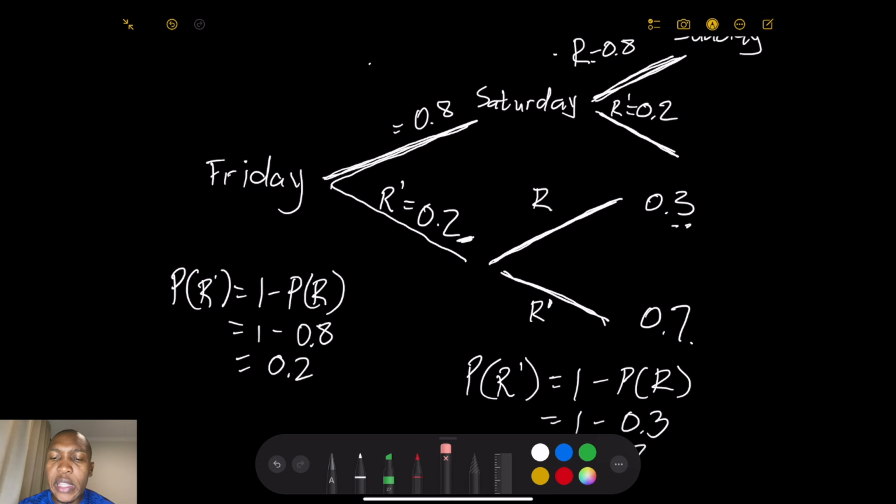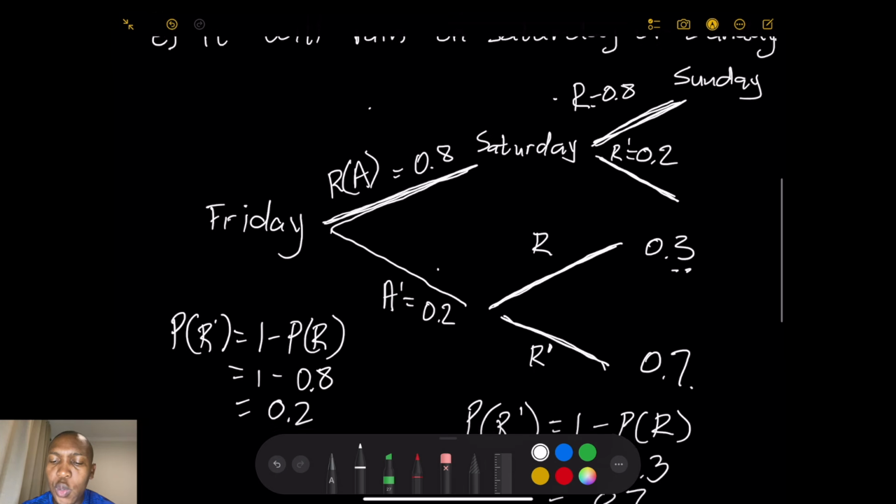So in a sense, I can say, well, this is A. This is the probability of A. And this would be A prime, instead of using R and R. It just makes it that much easier, because then we know that A prime just represents the Saturday. Okay, so that's 0.2.